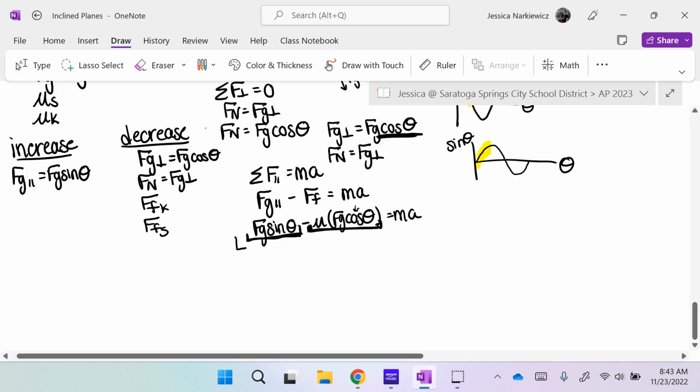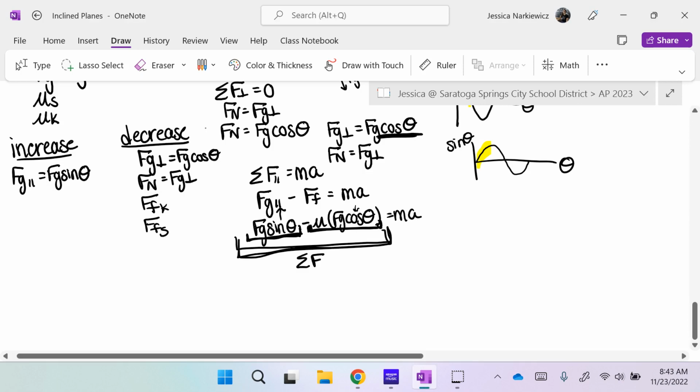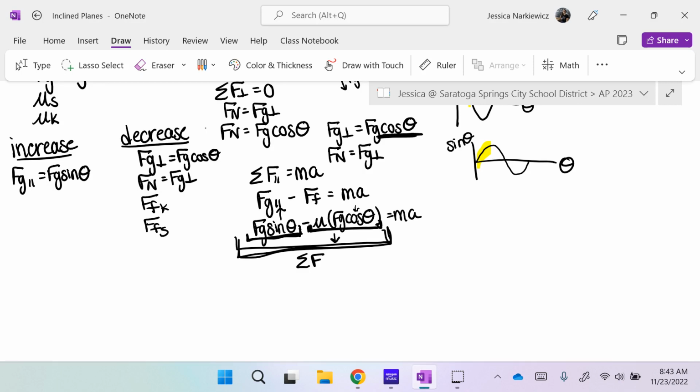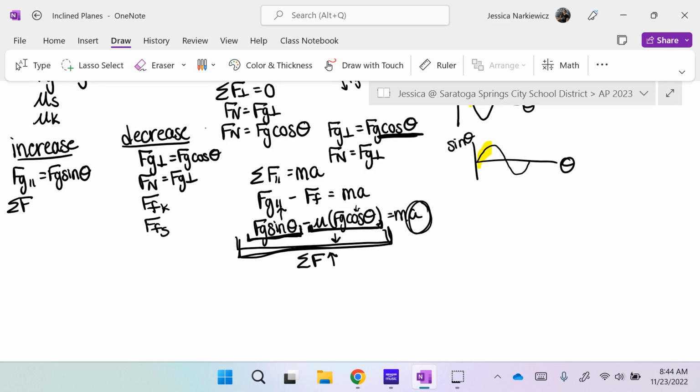Now we should probably look at the net force overall. We said that this Fg sine theta is increasing and this force of friction is decreasing. If I'm increasing this front number and then subtracting less of a number, that tells me my overall net force is going to increase. Similarly, we've got to think about the acceleration. If my mass is remaining the same and I've increased my net force, then the acceleration is going to increase as well.